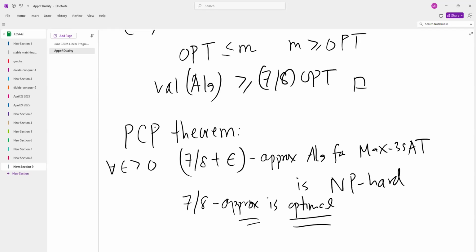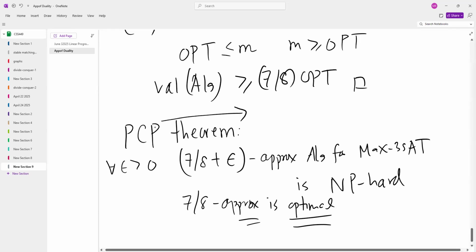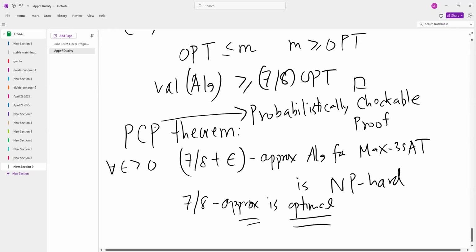What does PCP stand for? This is even beyond me, I haven't yet fully understood the proof of this, but it's called probabilistically checkable proofs. You should read this as an assignment topic.